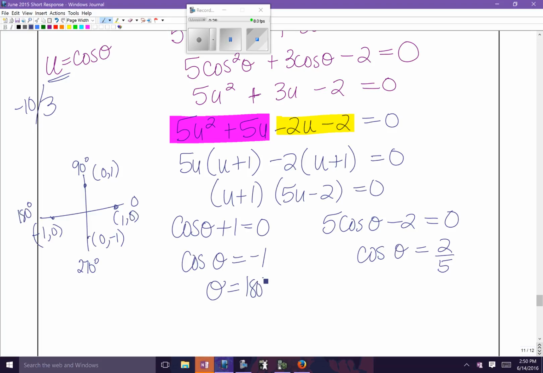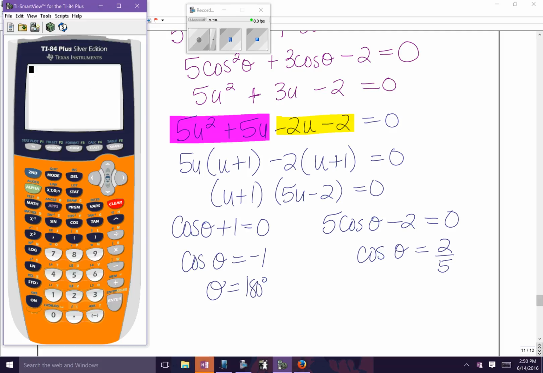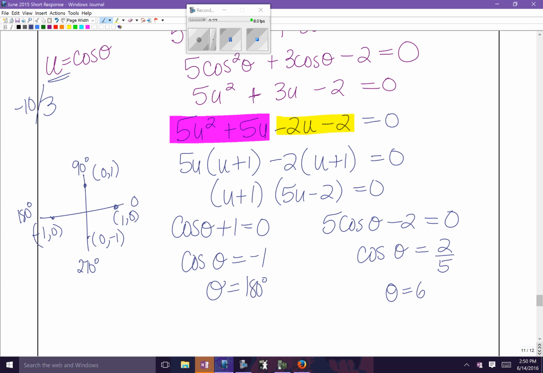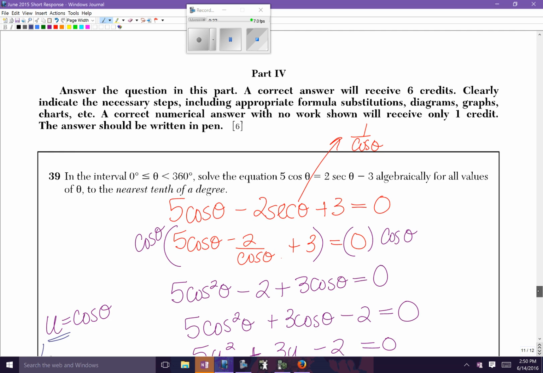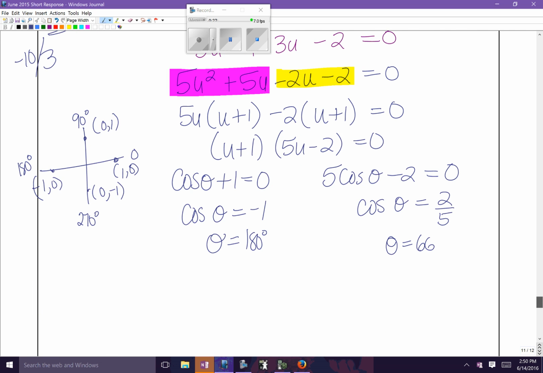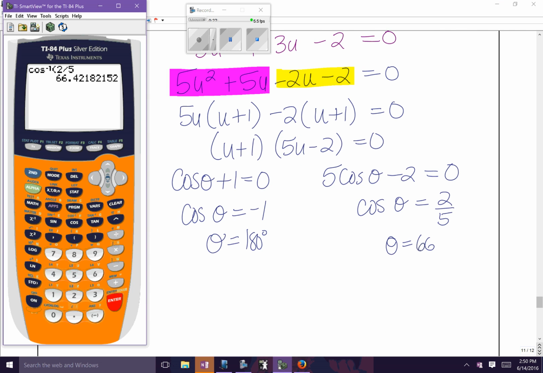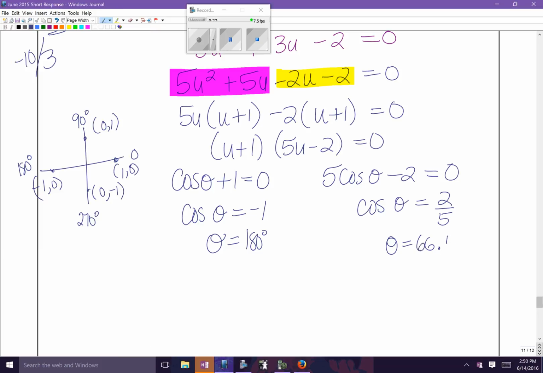2/5, that is not a nice one. So that one I'm going to actually need my calculator for. So I'm going to take my calculator, I'm going to hit clear. I'm going to hit second cosine of 2 divided by 5. Hit enter. I get 66 point, I'm going to have to go back and read the directions again. What did they ask us to round to? To the nearest tenth of a degree. Okay, so 66.4 degrees.